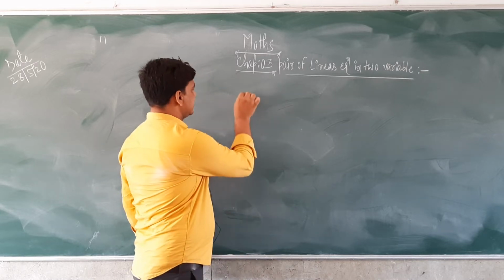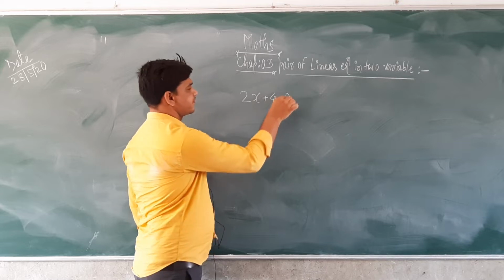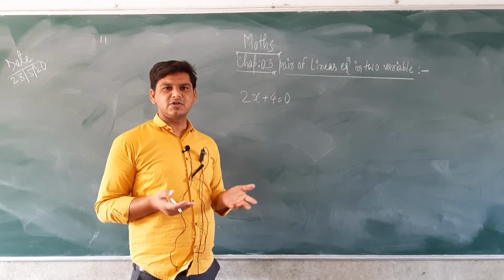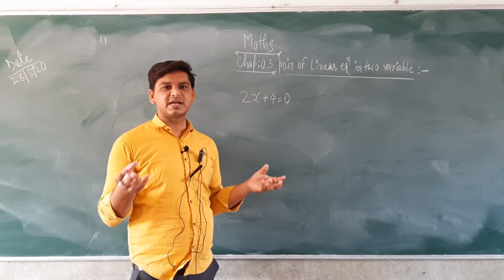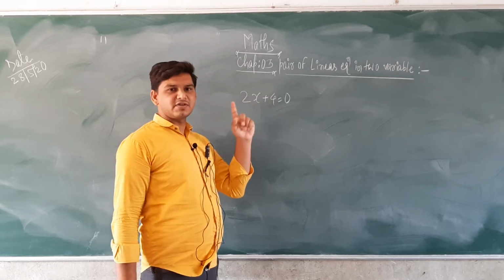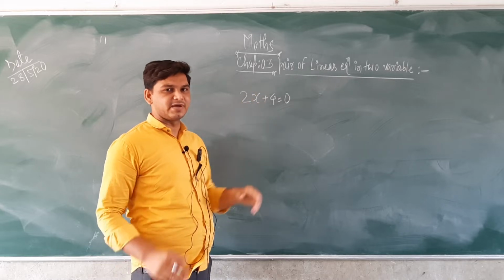For example, 2x plus 4 is equal to 0 is a linear equation in one variable. A variable is an unknown value like x, y, z, a, b, c, whatever. It is a kind of value container which stores a value. So here there is only one variable and the maximum power is 1, so it is a linear equation in one variable.